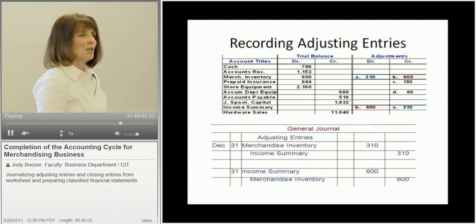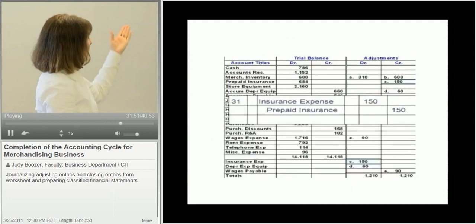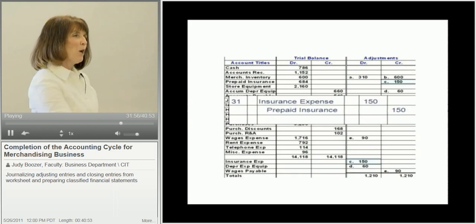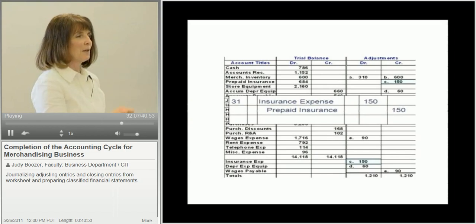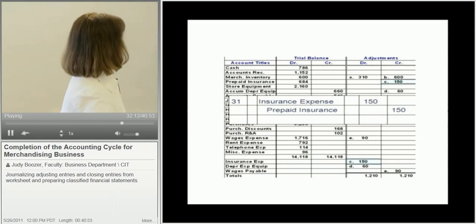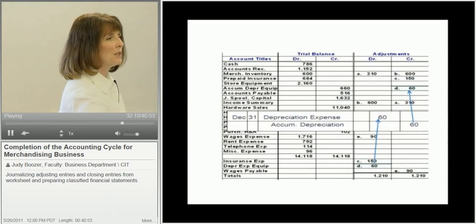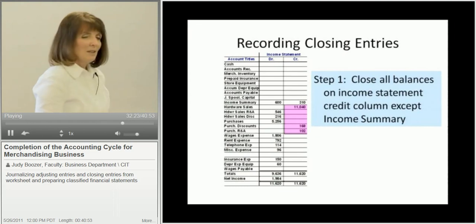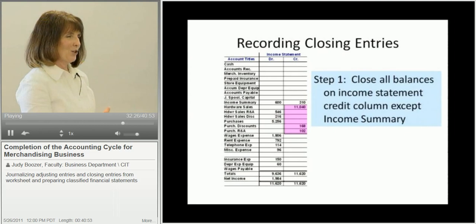And again, another one, insurance expense, prepaid insurance. It's listed in the adjustment columns, but we need to journalize all of these. If we only put them on the worksheet, our financial records aren't updated, because that's just an informal working paper. We have to journalize and then consequently post in order to update all our records. So I'm going to go through some of these quickly here. Depreciation expense and accumulated depreciation, wages expense, wages payable. All right, here's the new thing for journalizing.